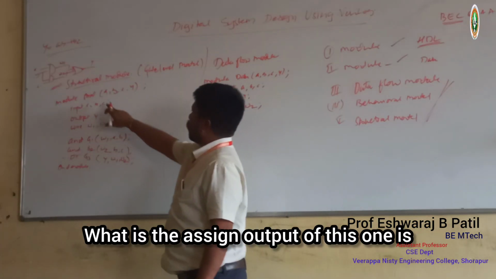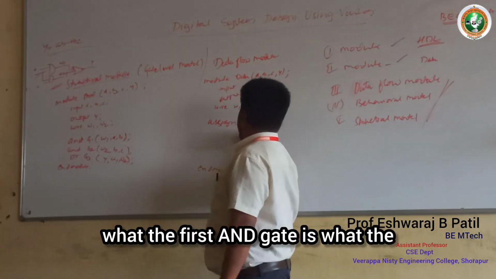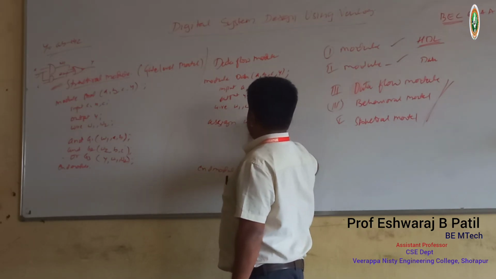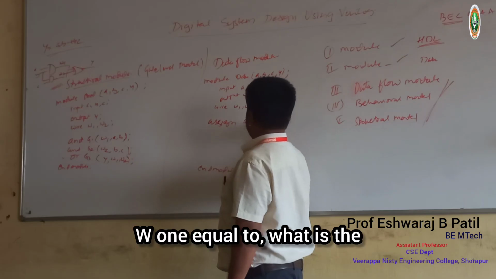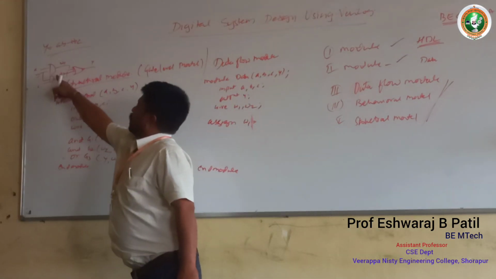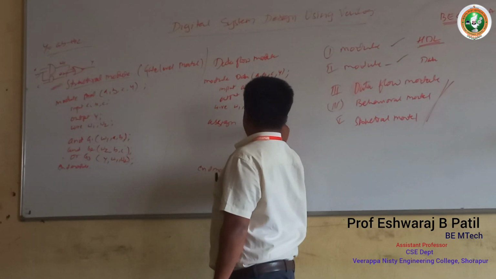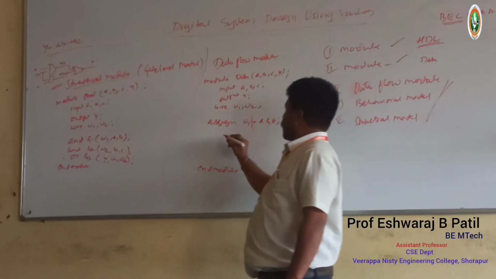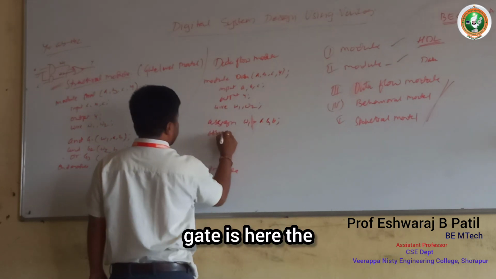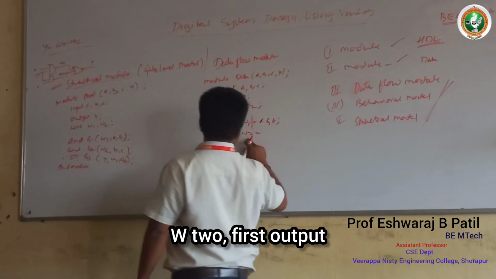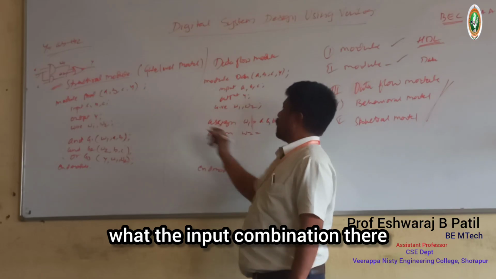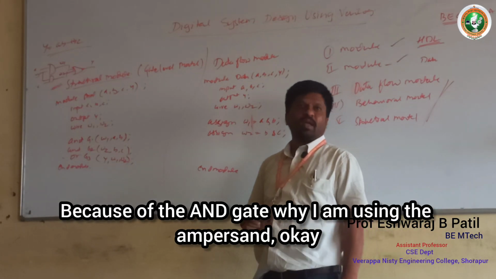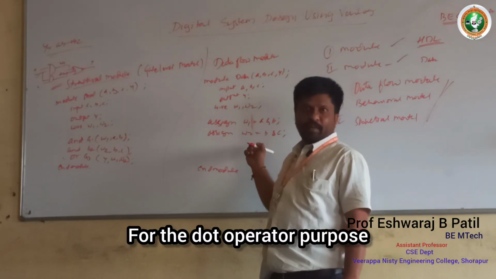Okay, what is the assign? The output of the first AND gate is W1, equal to the AND gate operation: A ampersand B. For the second gate, the output is W2. Next, what is the input combination there? B ampersand C. Because of the AND gate I am using the ampersand operator, for the dot operation.